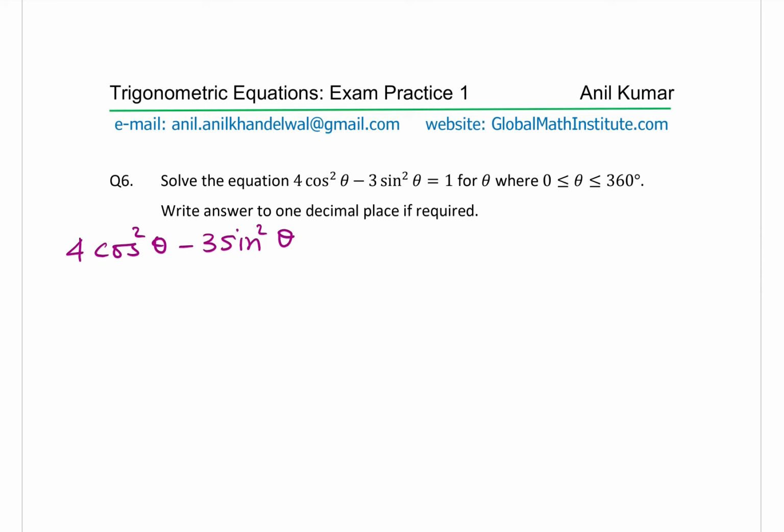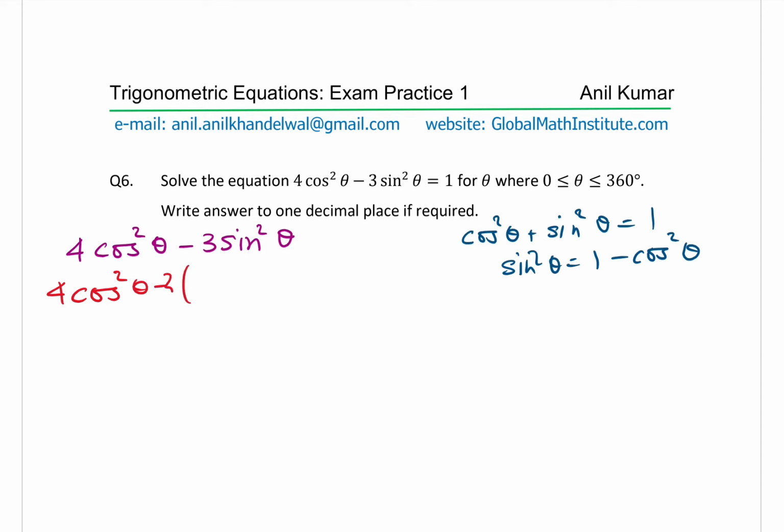Now here we should remember that cos square theta plus sin square theta is 1. So we could actually rearrange and write sin square theta as 1 minus cos square theta. So if I make this substitution, then we actually get an equation in one trigonometric ratio. And then we can apply the learnings of quadratic equations to solve. So let's do this. So we get this as 4 cos square theta minus 3 times 1 minus cos square theta. Well, that is equal to 1, correct?